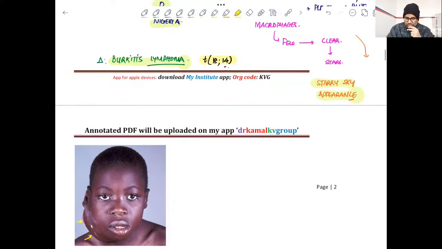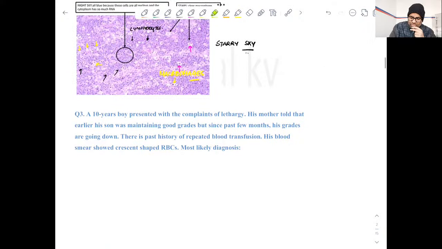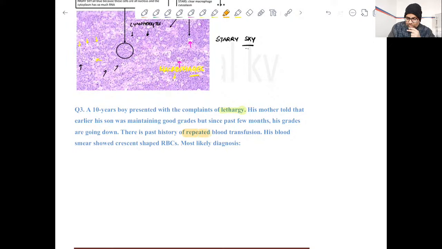Then moving forward, another question. A 10-year-old boy complains of lethargy, and his mother says he was initially good in studies, but now he is not studying well, and there is a history of repeated blood transfusions. When a peripheral smear was made, we can see crescent shaped RBCs. Now this word is very classical. Crescent, something like this. So this is what is crescent.